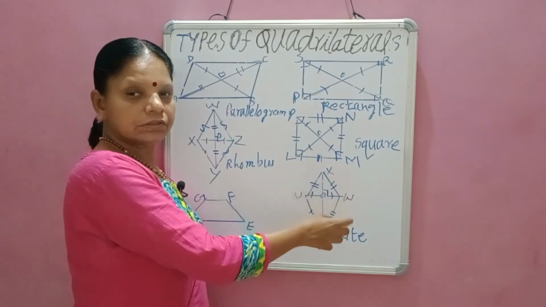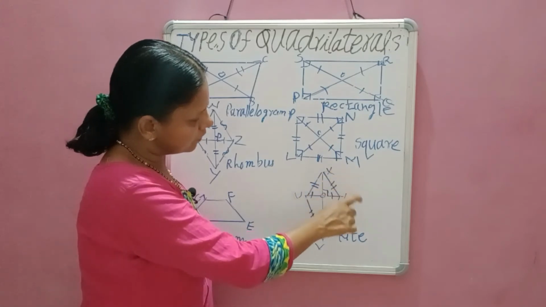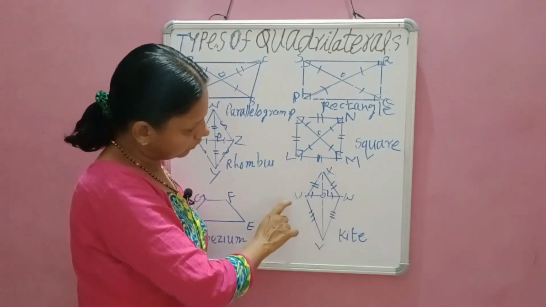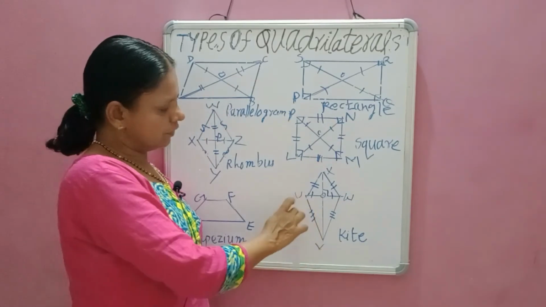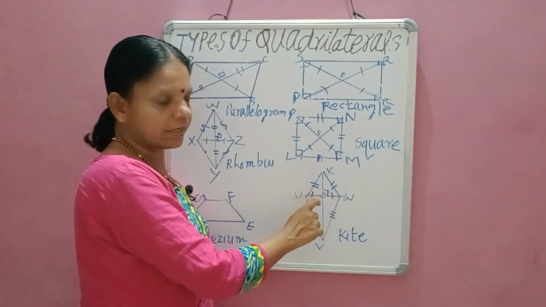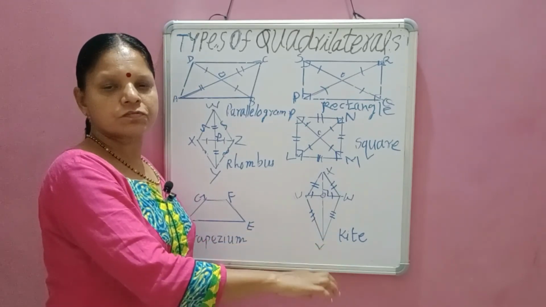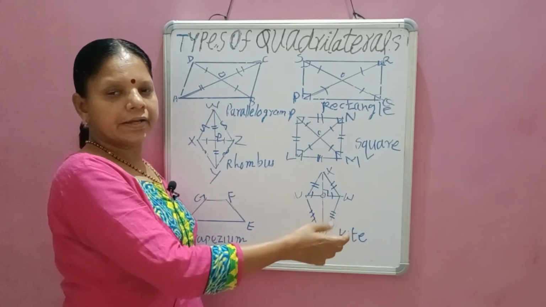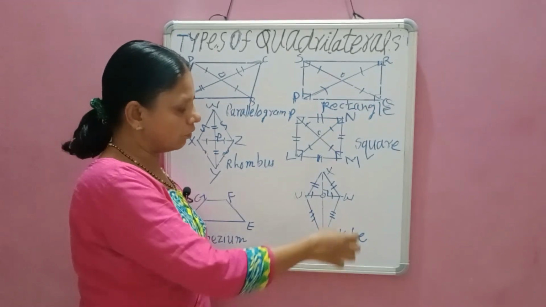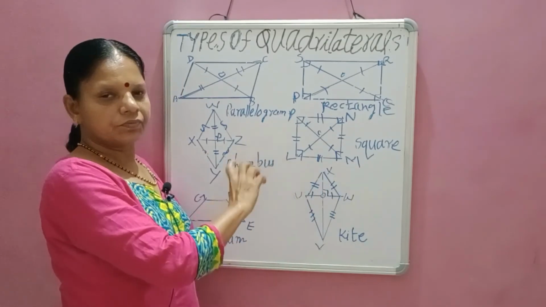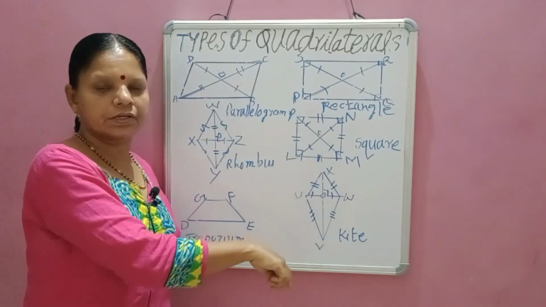Which are congruent? UX and XW are congruent. UV and WV are congruent. These sides are opposite to which diagonal? Longer diagonal. So what is the property? Sides opposite to the longer diagonal are congruent. That is the property of kite. Definition and properties. So understood all these types of quadrilateral?